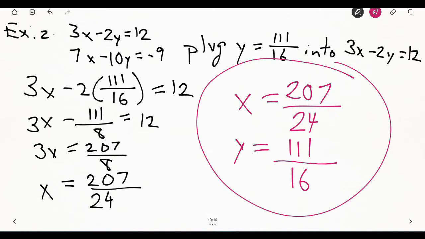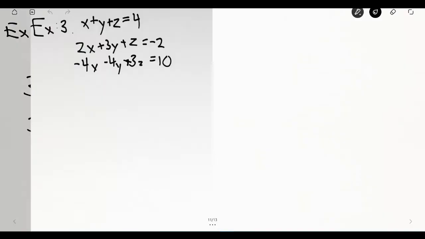Now we have x equals 207 over 24 and y is equal to 111 over 16 as the answers to the system of equations.